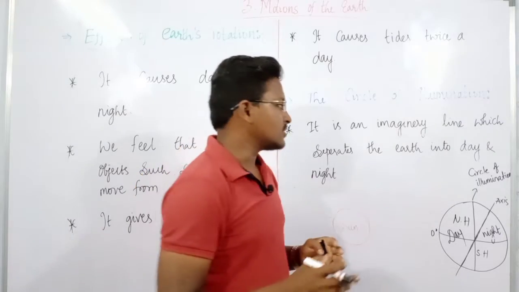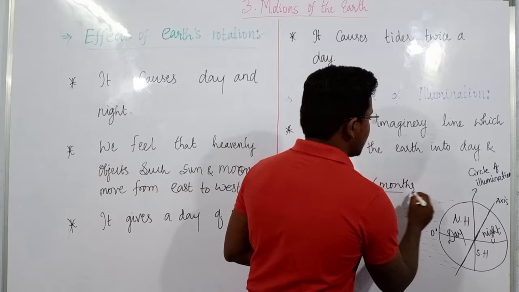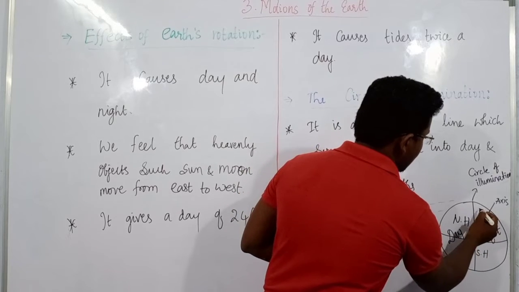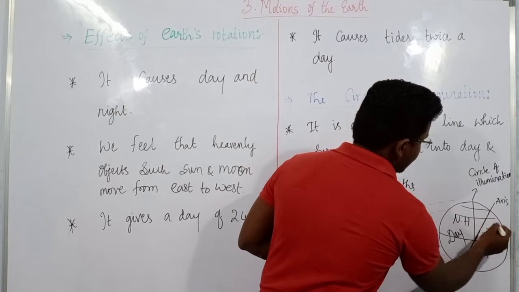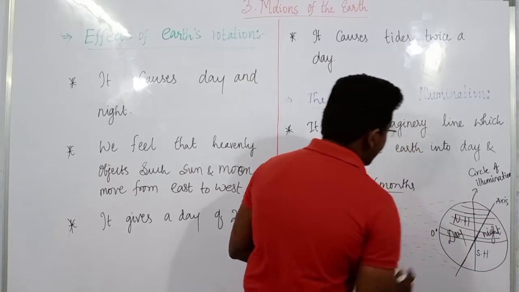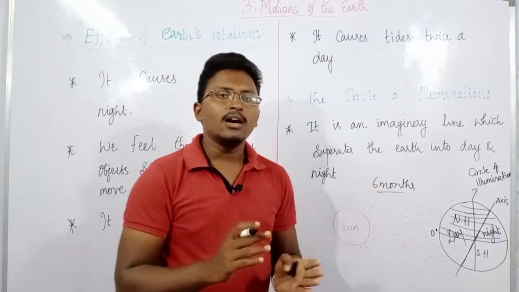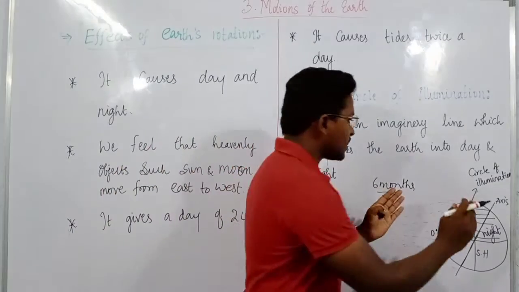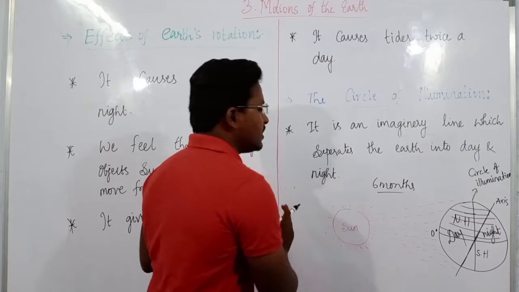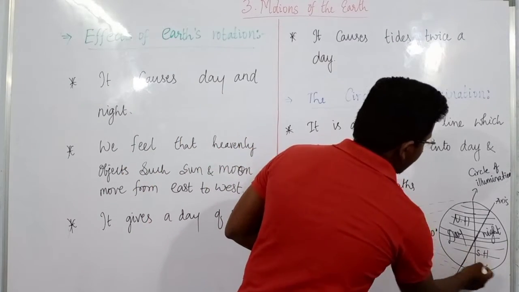Why? Because for six months, most of this northern hemisphere is facing towards the sun. And after six months, when the earth completes half a revolution and comes to the other side, the southern hemisphere will face the sun directly.